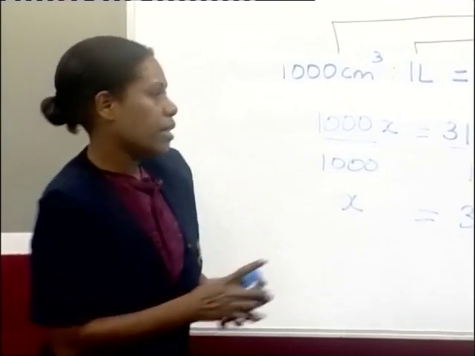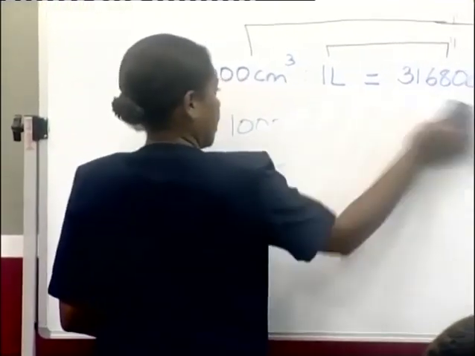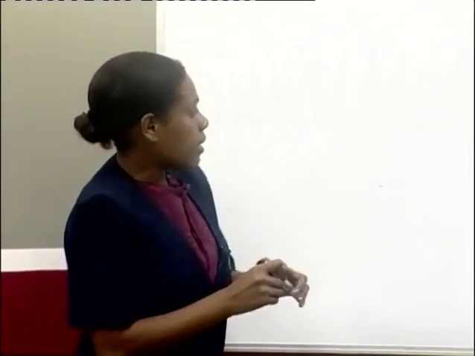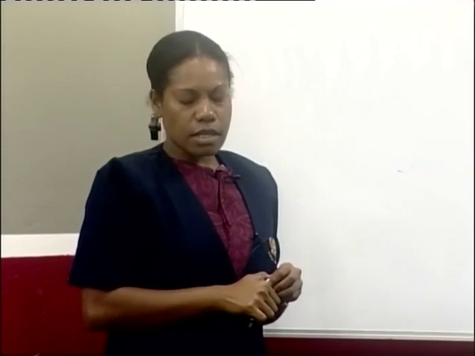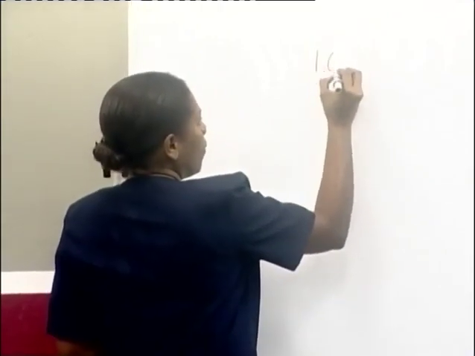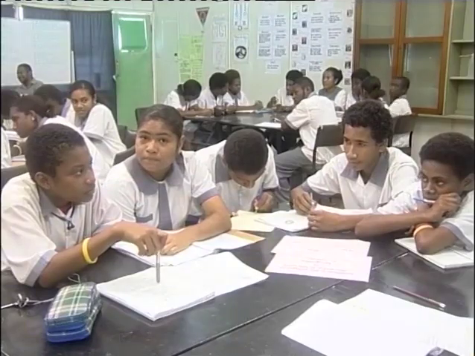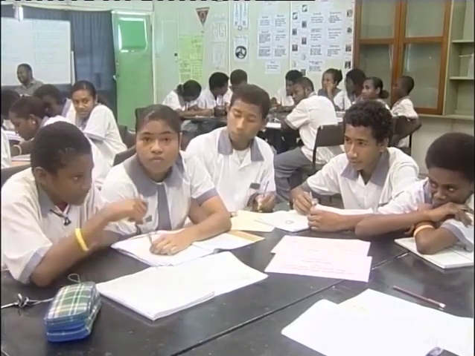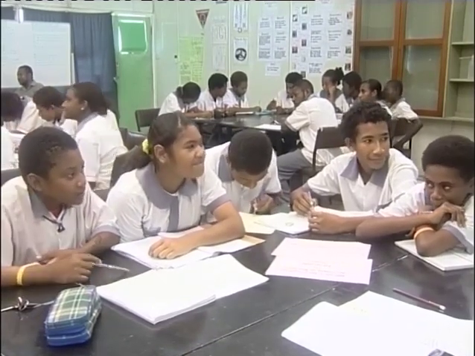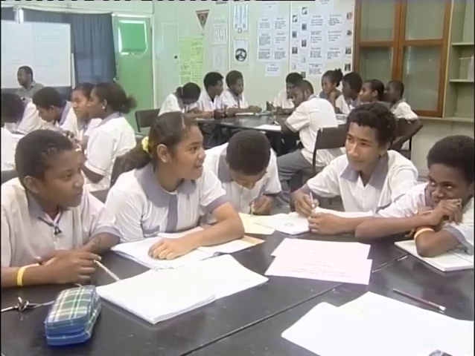Let me just take this one out first. Later I'll explain. Okay, let's say how many kilograms is equal to 1 ton? Okay, 1,000 kilograms is equal to 1 ton. This is one way of working it out.